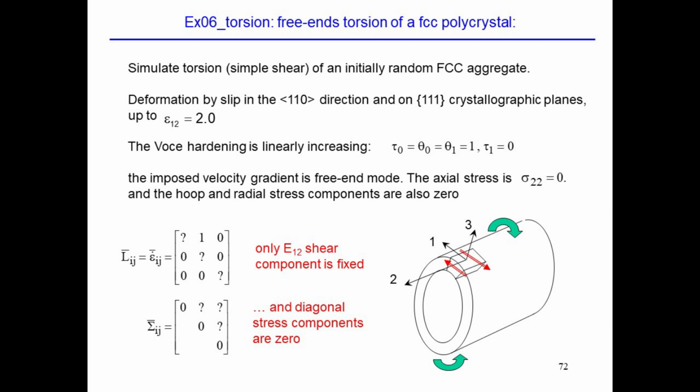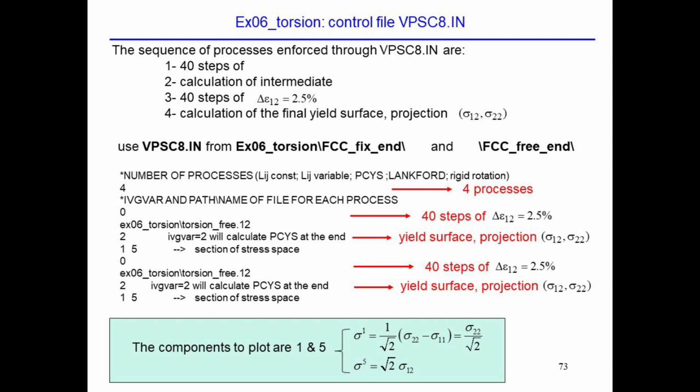From tau 0, the critical stress in the system grows linearly. So you will have a control file like this, where in this case we do 40 steps of 2.5%, that is 100%, and then we calculate the yield surface, and then we do another 40 steps of 2.5%, that is another 100%, and we calculate again the yield surface, and we plot the components 1 and 5 of the yield surface, which is the stress sigma 1, 2, which is the stress that you are applying to your tube, and sigma 1, 1.